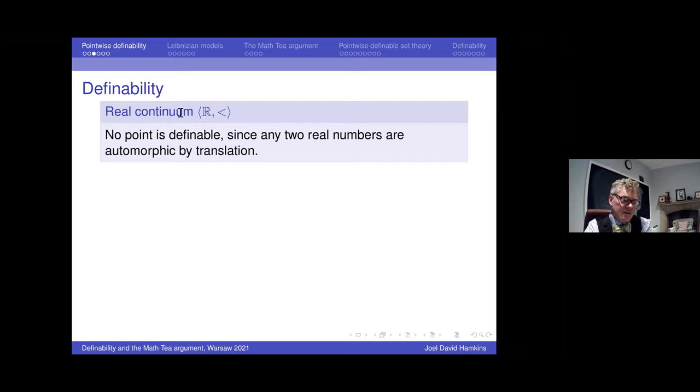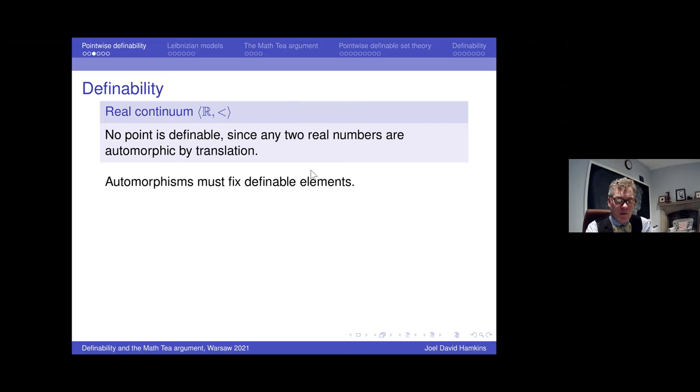We can start very easily with some easy examples. If we think about the real continuum, the real number line with just the order structure only, then of course nothing is definable, because we can translate any point to any other point, and that's an isomorphism of the structure with itself. So any two points are automorphic. The point is that automorphisms have to fix definable elements, and so if I can move every element, then there can't be any definable elements in the structure.